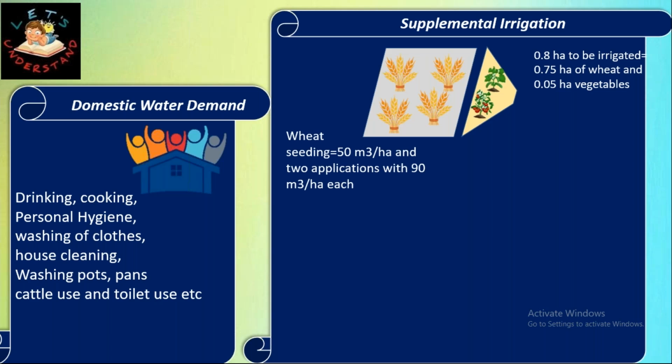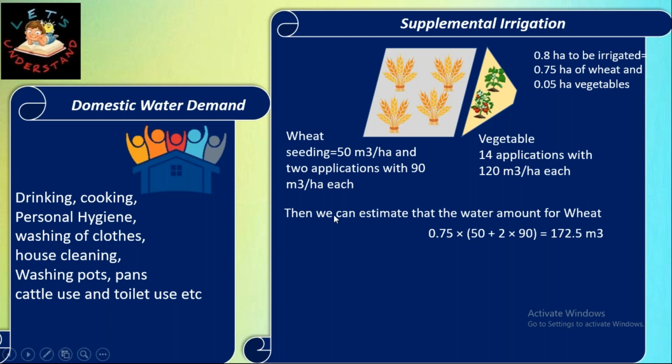Suppose at the seeding time, when we sow the wheat, we require 50 meter cube per hectare of water at that time, and two more applications of irrigation will be required, each having 90 meter cube per hectare capacity. Similarly, for vegetables, we require 14 applications, for example, each application of 120 meter cube per hectare of irrigation water.